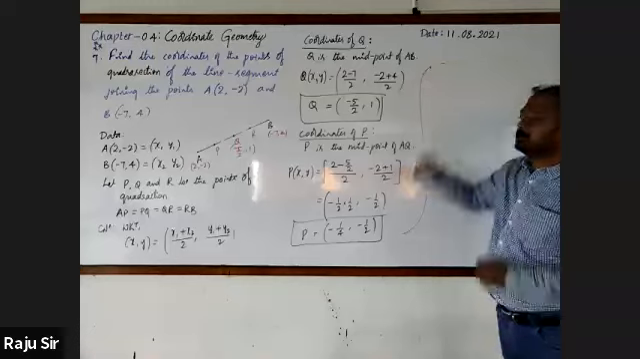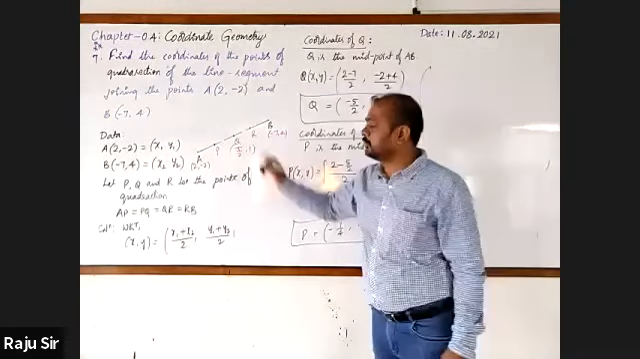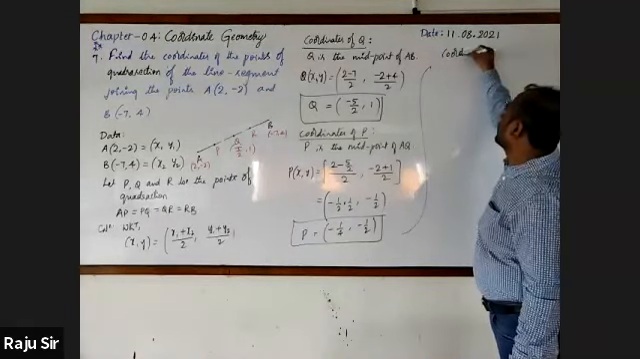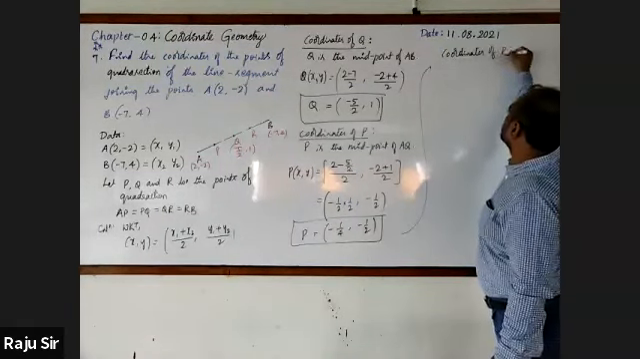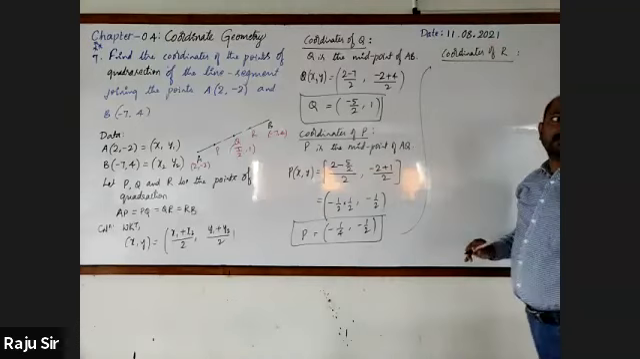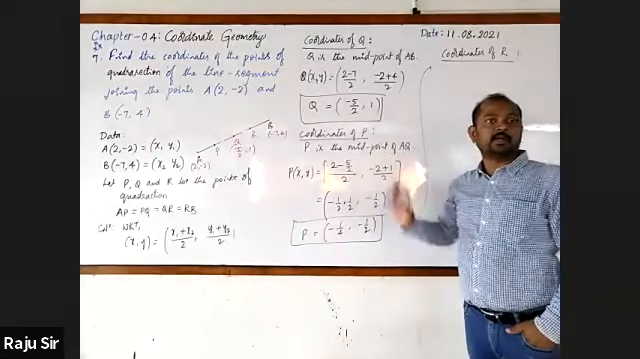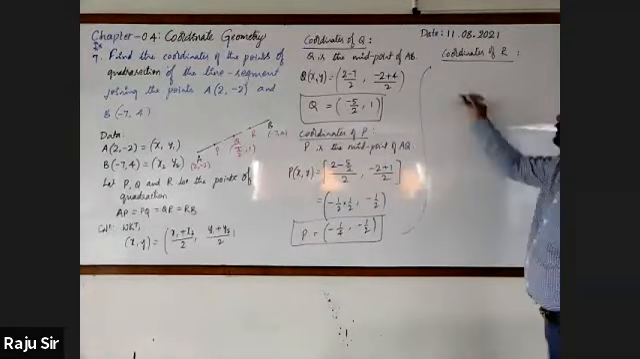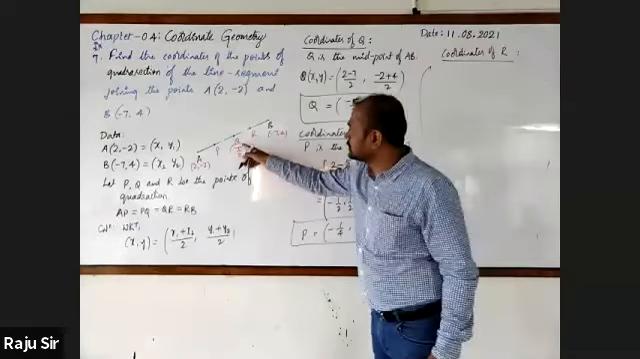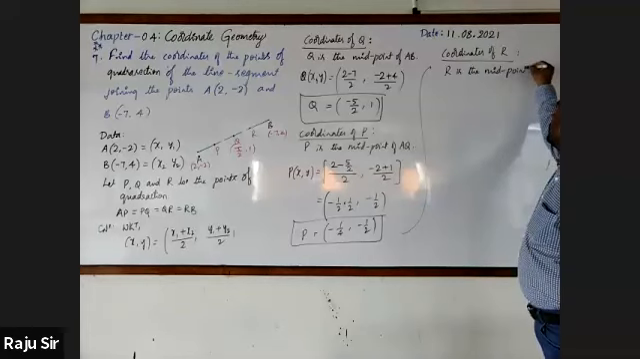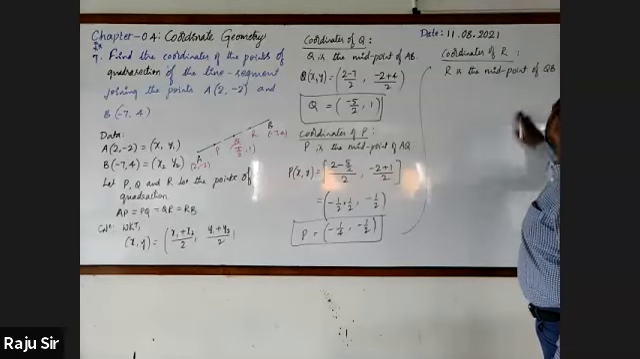Next, let me find out the coordinates of R. Again, I have been reminding you, you may go for using even the section formula as well. We all know that R is the midpoint of QB. Let us write that. R is the midpoint of QB.